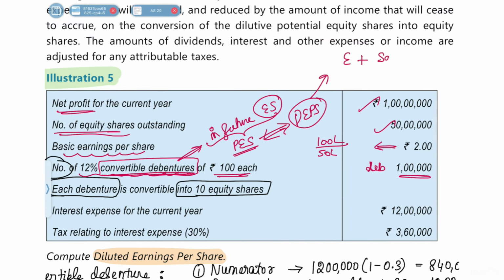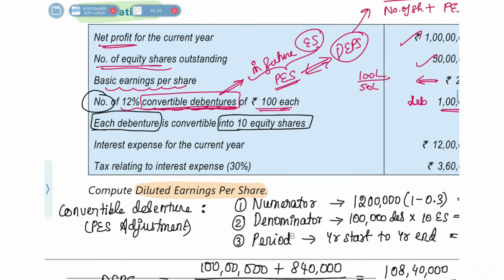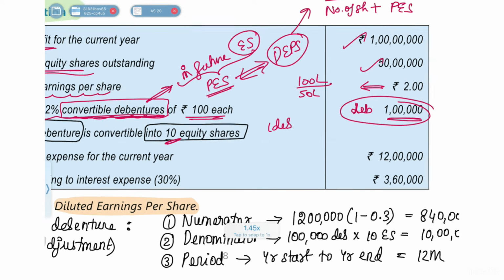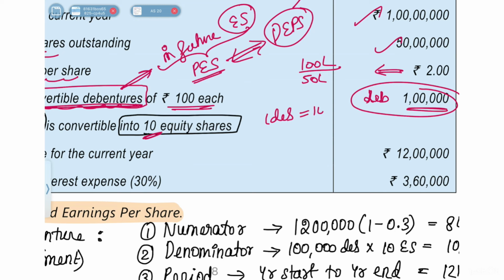What was the formula of diluted earnings per share? Earnings plus savings in interest, in the case of debentures, divided by your number of shares in the company plus your potential equity shares. So this was your formula. They are saying that each debenture will be convertible into 10 equity shares. So for 1 lakh debentures, 1 lakh into 10 equals 10 lakh equity shares is what they are going to issue, or rather, potential equity shares. In the future, these 1 lakh debentures can turn into 10 lakh equity shares.